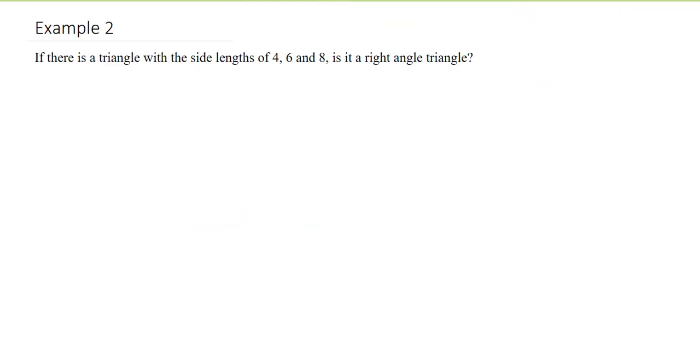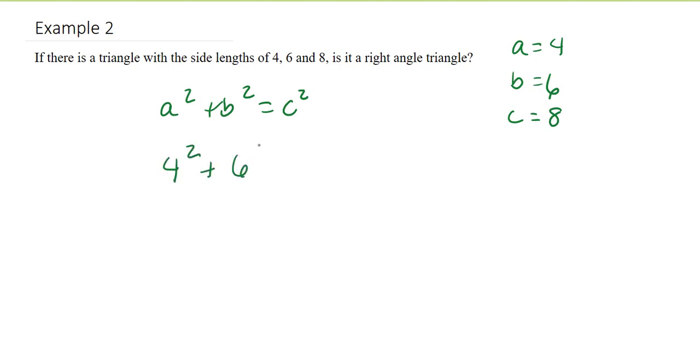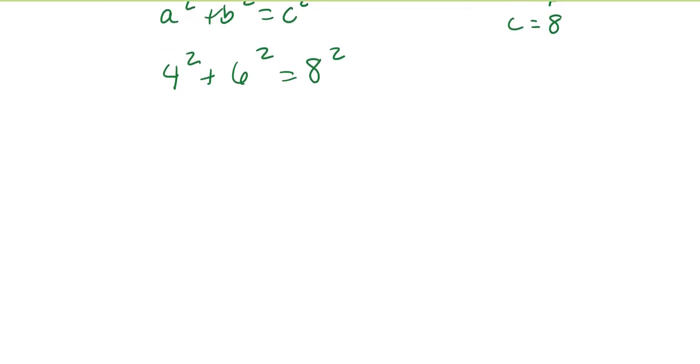Example 2 is the triangle with the side lengths of 4, 6, and 8. Is this a right triangle? Well, if A is 4, B is 6, and C must be the longest length, which is 8. So A squared plus B squared equals C squared. So 4 squared plus 6 squared equals 8 squared. Well, 4 squared is 4 times 4, so that's 16. And then 6 times 6 is 36. And 8 times 8 is 64.